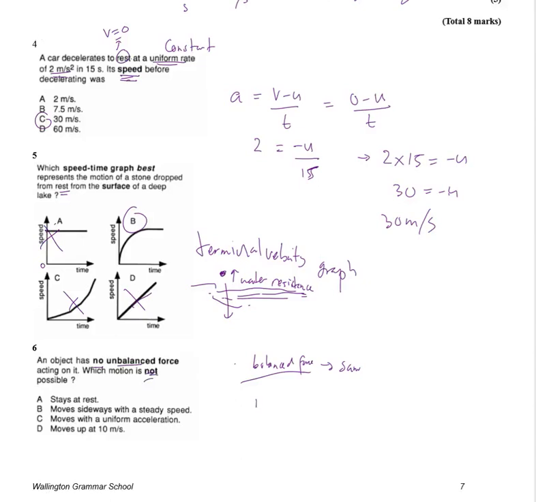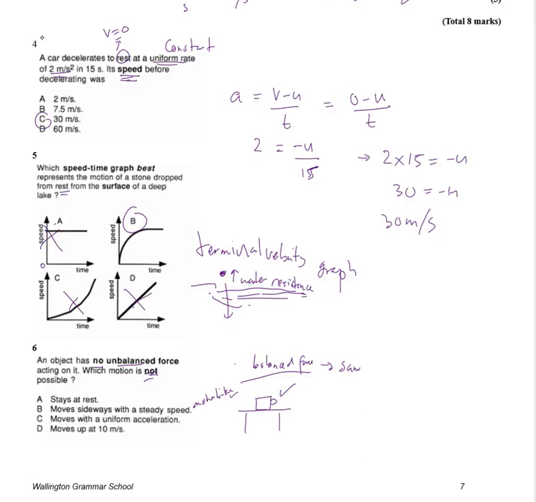Now let's take a look. If I have a cup of coffee on the desk, the forces are balanced, as you can see. So this is true. It stays at rest. It moves sideways with steady speed. This one is similar to the motorbike. When the forces are the same or balanced, what happens to the motorbike? It keeps on going. So this is correct. Now, it moves up at 10 meters per second.